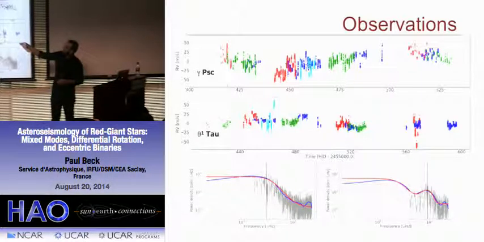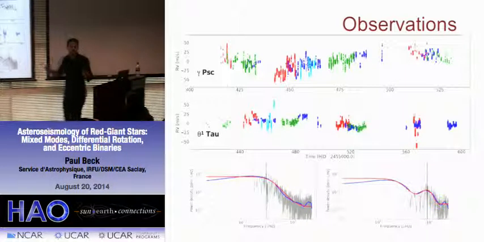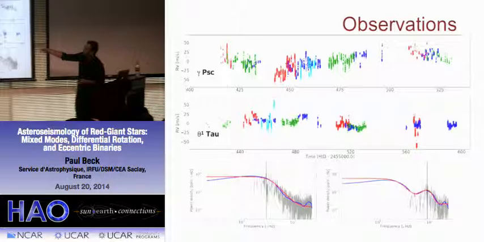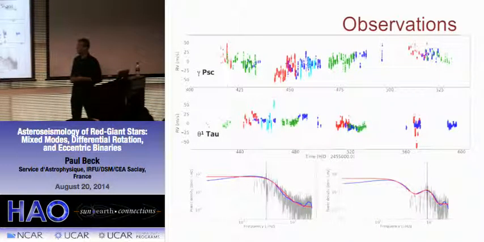So here you see the ground-based data. You see time series. The top one shows 110 days. The bottom one shows 190 days. And please check the dimension of the y-axis. This is meters per second. This needs either in-cell calibration or simultaneous thorium-argon calibration. And each color is a different telescope. Now, it's a nightmare to calibrate that and standardize that.